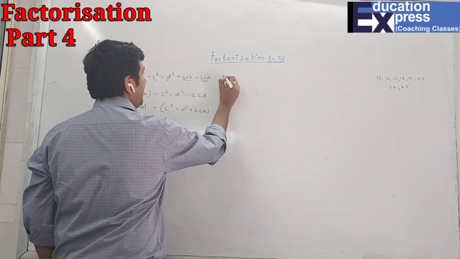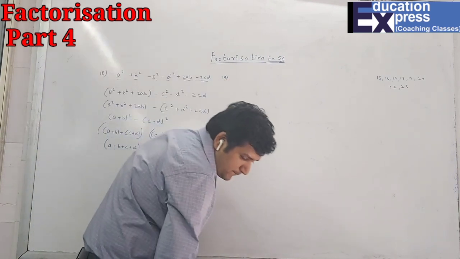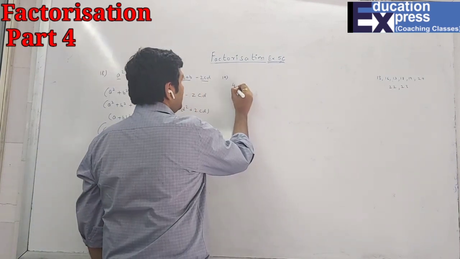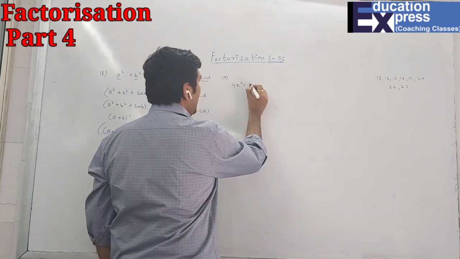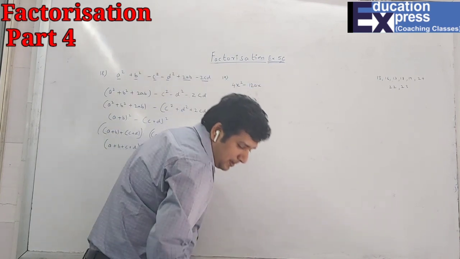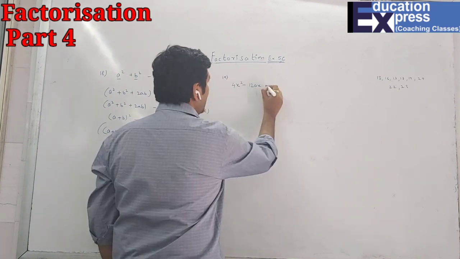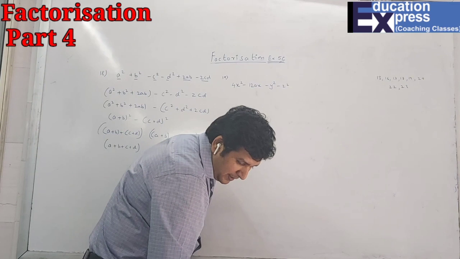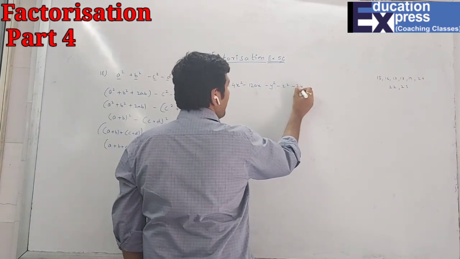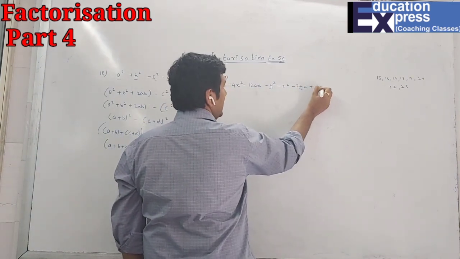19, same to same. 4x square minus 12ax minus y square minus z square minus 2yz plus 9a square.